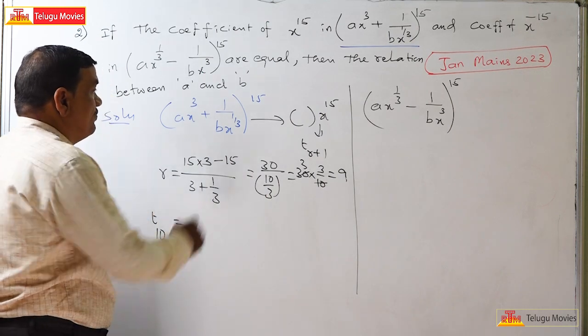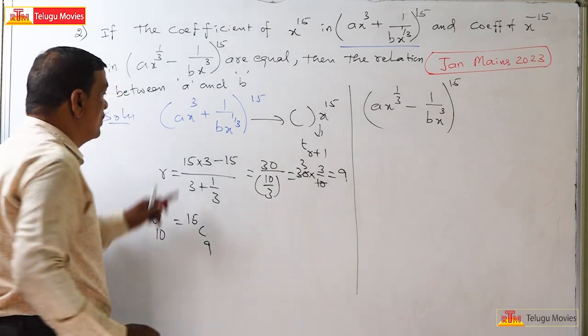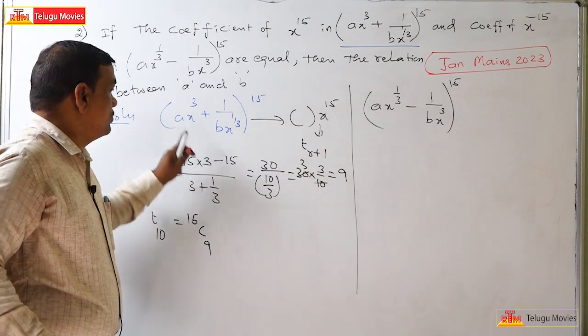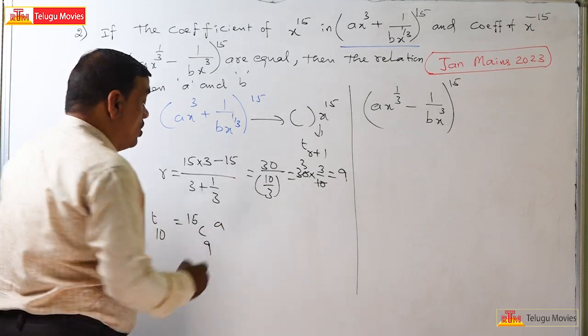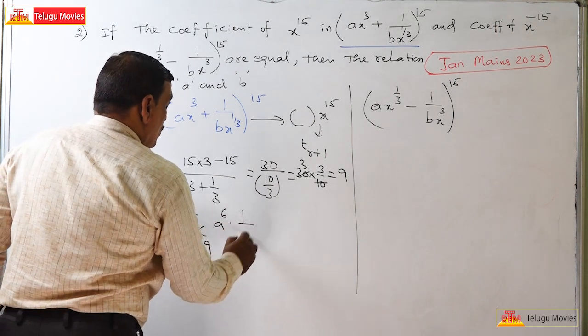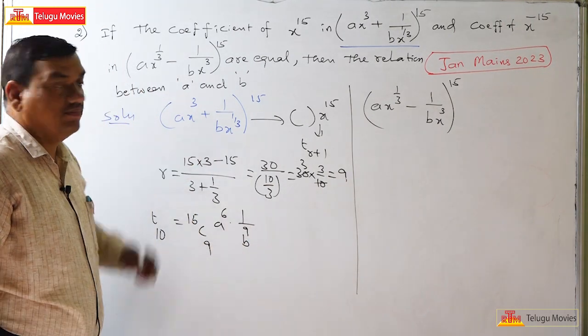Now what is the coefficient? The 10th term means 15C9. No need to write down the x term. So here a to the power of 15 minus 9, which is a to the power of 6, into (1/b) to the power of 9, so b to the power of 9 in the denominator.